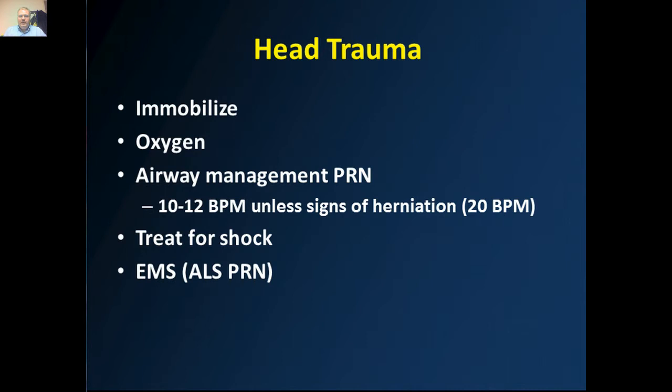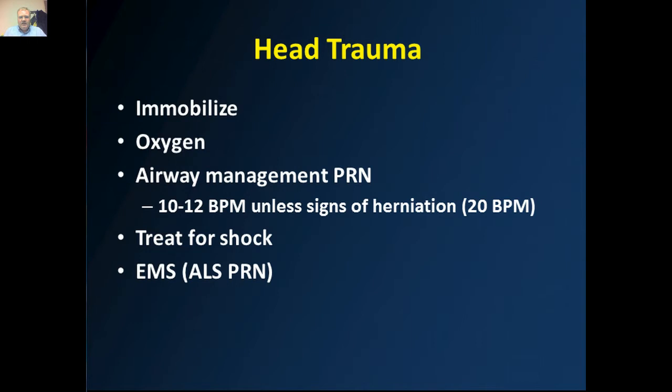If you've got a patient with a head injury, and we're talking about significant head injury, not just a little cut and the bleeding's controlled, but someone who really got their bell rung or worse, if they have altered mental status, you're going to need to immobilize them, so spinal immobilization. Put them on oxygen, manage their airway as needed, and if they're getting any signs of herniation, and you can review those in the OEC, then ventilate them at 20 breaths a minute. Otherwise, if you're ventilating them, it's 10 to 12 breaths per minute.